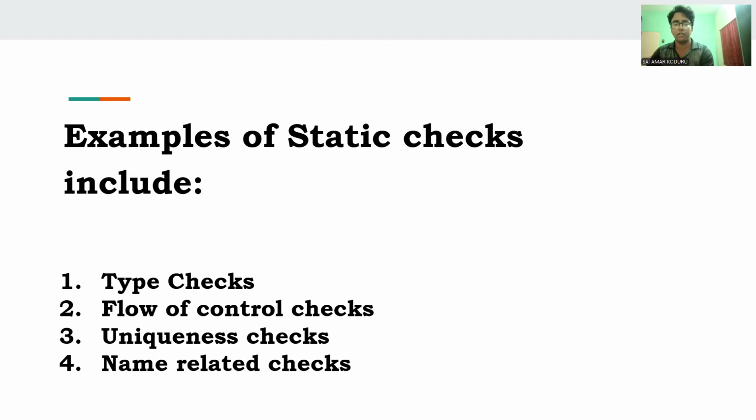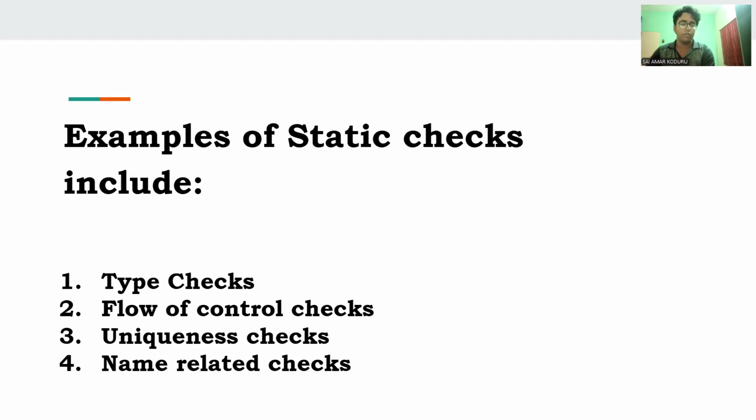Now moving on to the third one, which is uniqueness check. There are situations in which an object must be defined exclusively, uniquely, like only once. For example, in Pascal, an identifier must be declared uniquely.